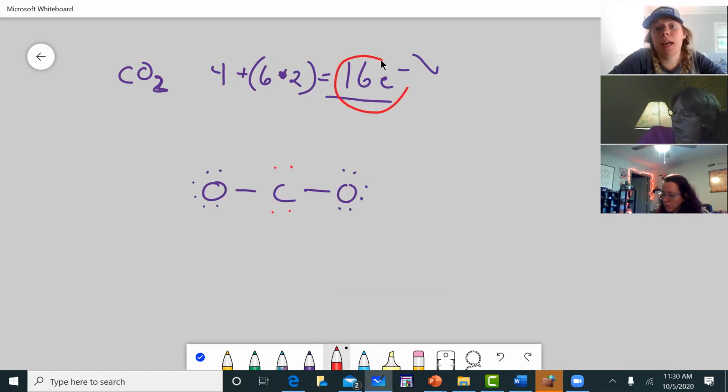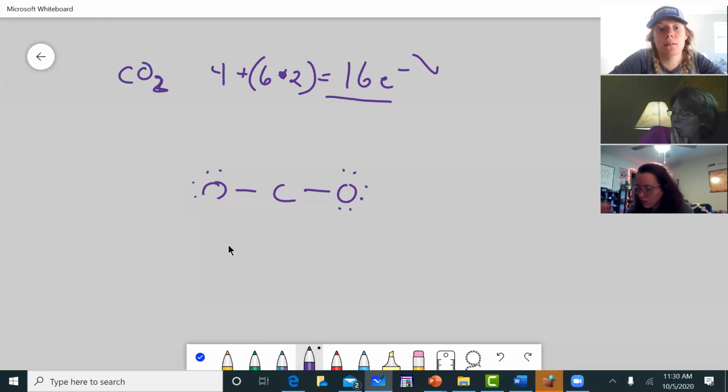Why? Because I only am allowed to have 16 electrons. So we want to instead share electrons. This guy has some electrons he can share, and this guy has electrons he can share. So what we'll do is we'll take 2 electrons from there, and we'll make a double bond. And then we'll take 2 electrons from here, and we'll also make a double bond.